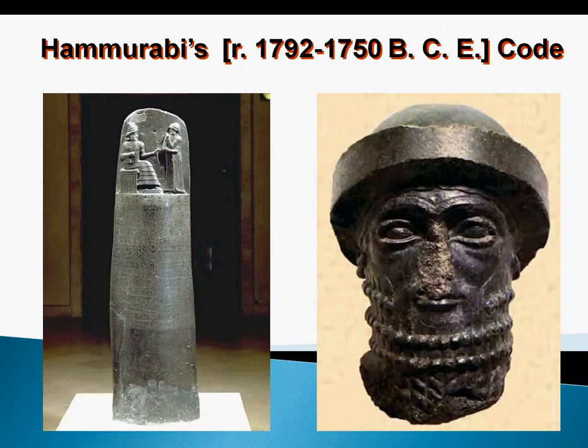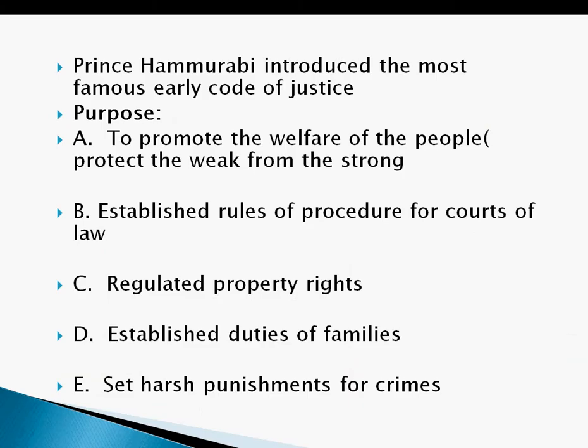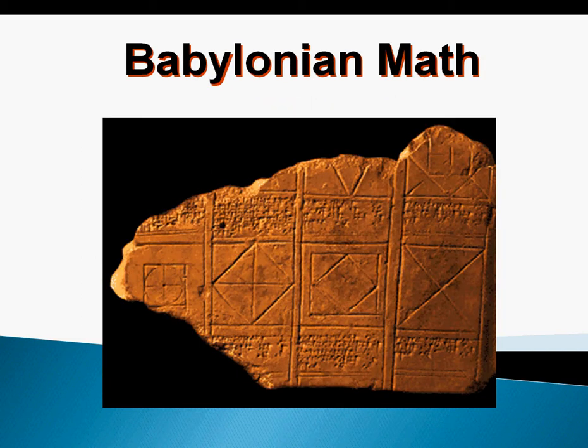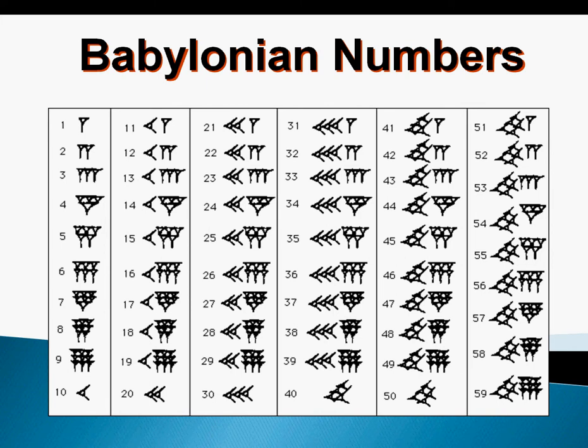Hammurabi is an important person in this area because he comes up with a code of law. This code spelled out property rights, duties of family members, and punishments for crimes, and was to protect the weak from the strong, although it was skewed towards the rich and the powerful. Hammurabi, the judge. The Babylonians were interested in math and numbers.